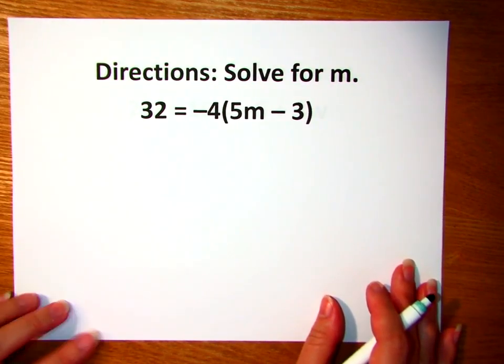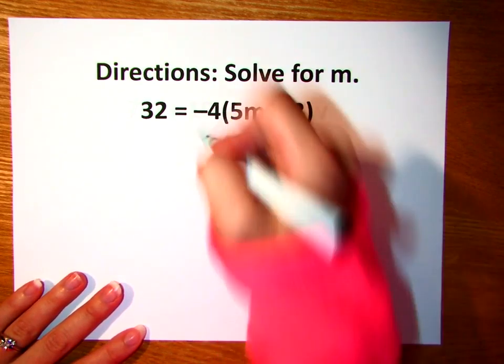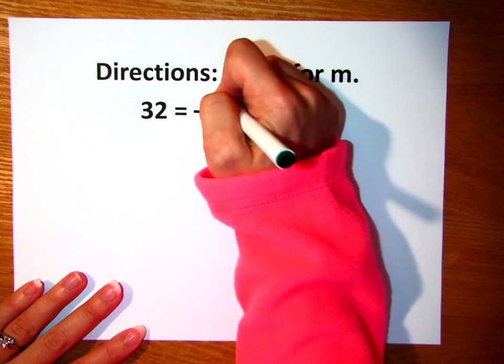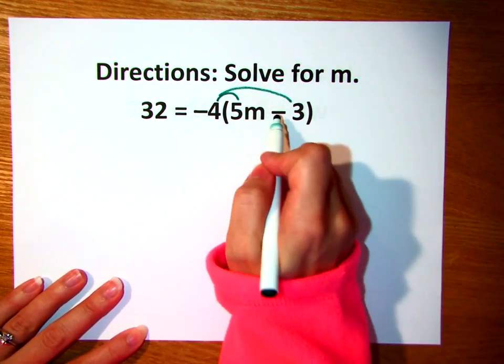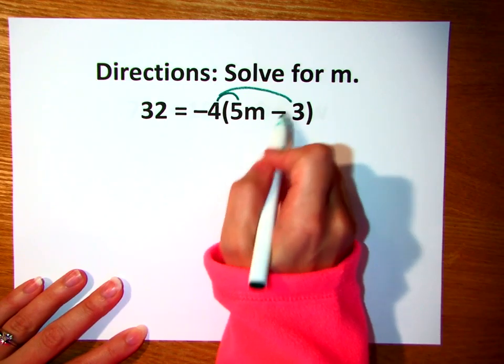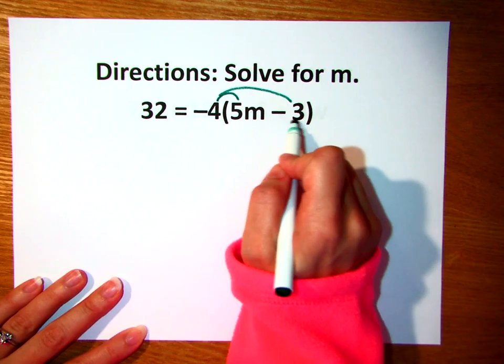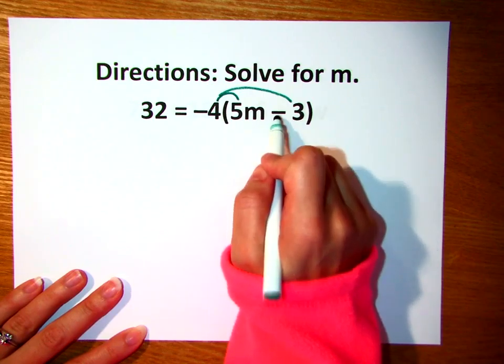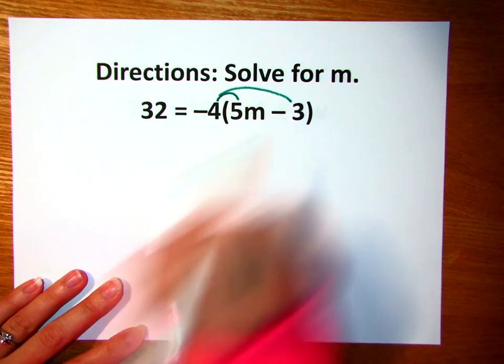In our next example here, you'll see we have one that involves the distributive property. We need to distribute this negative 4 to both terms. Terms are separated by addition and subtraction signs. So here's a subtraction sign. And so this term of 5m and this term of 3 are separated by the subtraction symbol. So we're going to distribute this negative 4 to both terms.